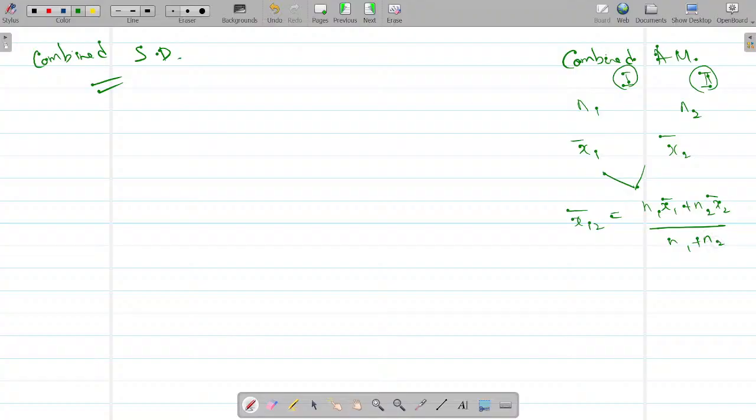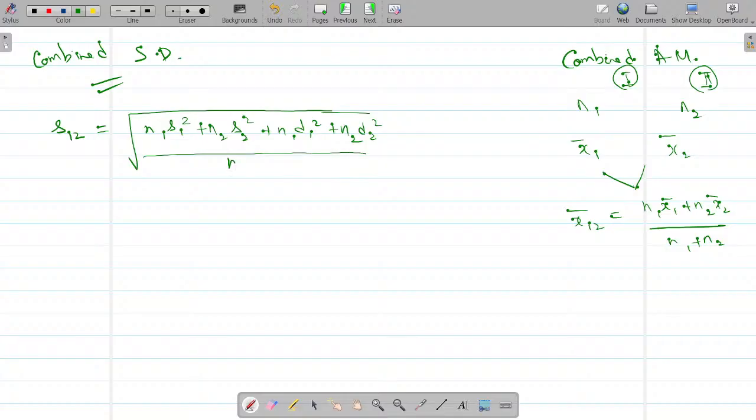N1 plus N2. Likewise, we can find combined standard deviation with the formula. Representation is S12, where 1 2 represents first group and second group clubbed together. So S12 is equal to root of N1 S1 square plus N2 S2 square plus N1 D1 square plus N2 D2 square divided by N1 plus N2.